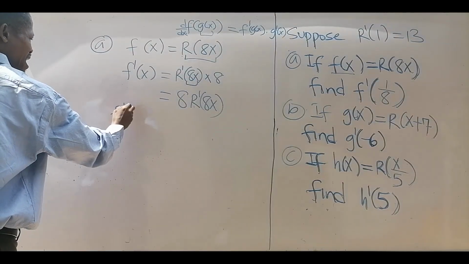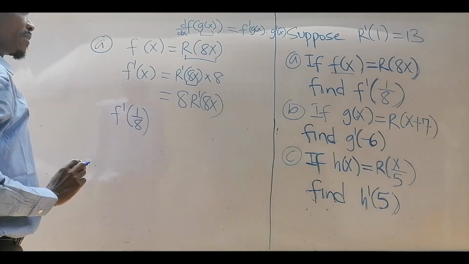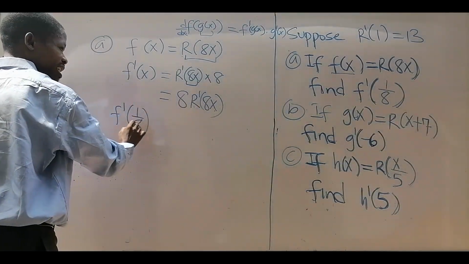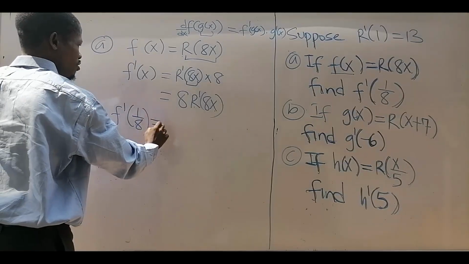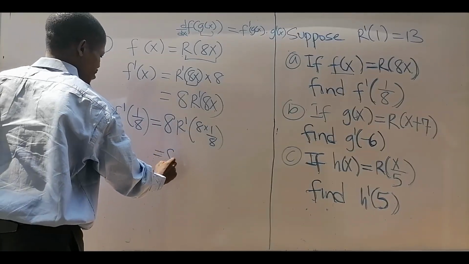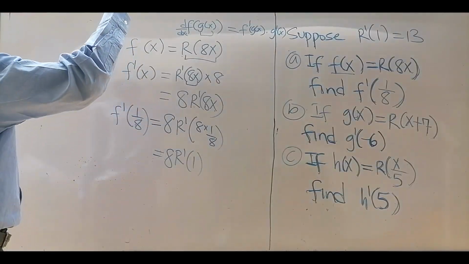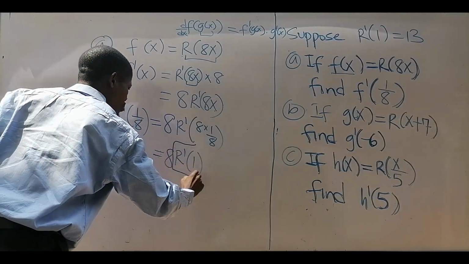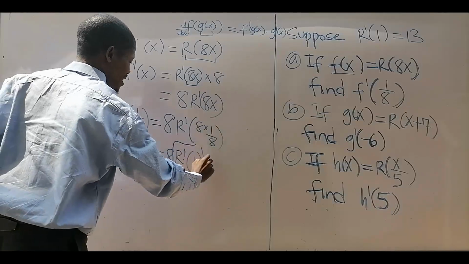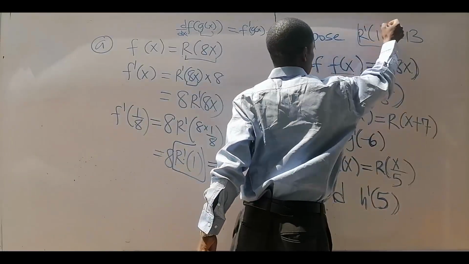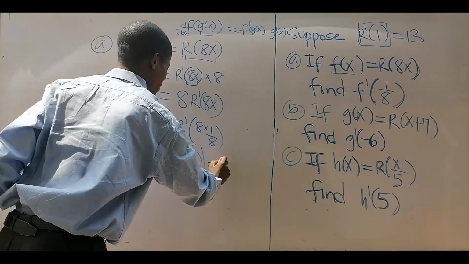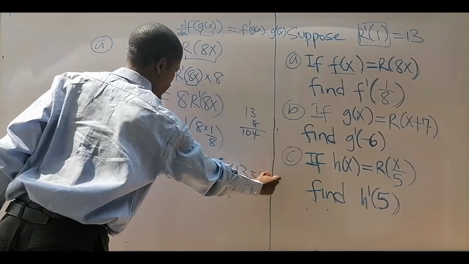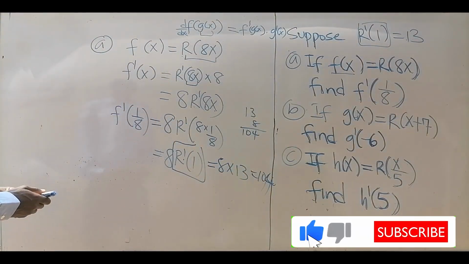And that's giving us this. The f prime at 1 over 8. That's very simple. So anywhere you see your x, you plug in 1 over 8. And that will be equal to what? That's giving us this. You now go to the given information, and plug in your r prime of 1, which is what? 13. Anywhere you see this one, you put 13 there. And that will be 8 times what? 8 times 13. That's giving us 104. So that's the first part.